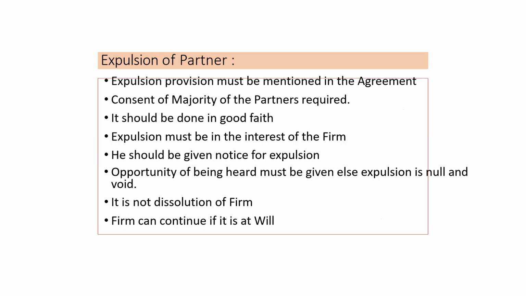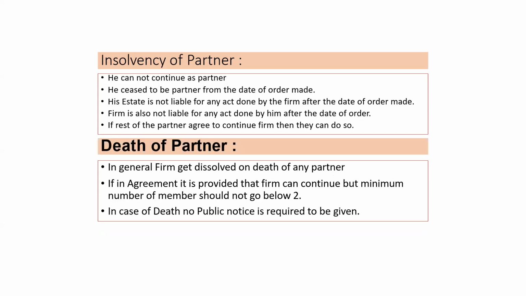Expulsion of partner, most favored topic for case study. Expulsion provision must be mentioned in the agreement. Consent of majority of the partners is required. It should be done in good faith, not to settle personal scores. Expulsion must be in the interest of the firm. He should be given notice for expulsion. And opportunity of being heard must be given, else expulsion is null and void. Okay? And it is not dissolution of firm. So firm can continue if it is at will. We'll do a case study also on this.